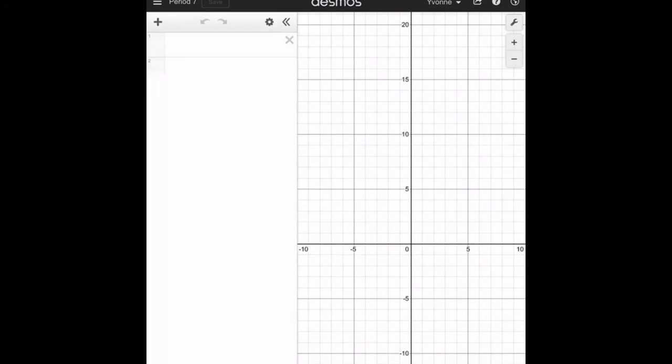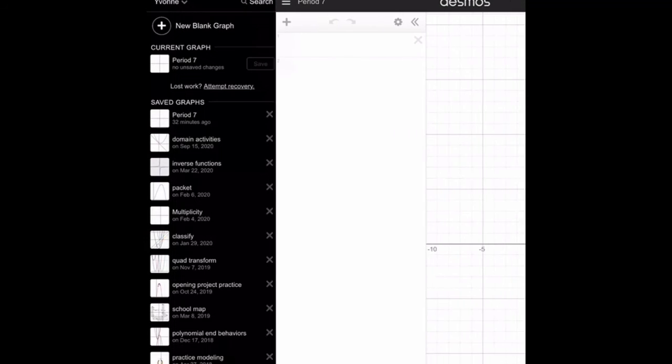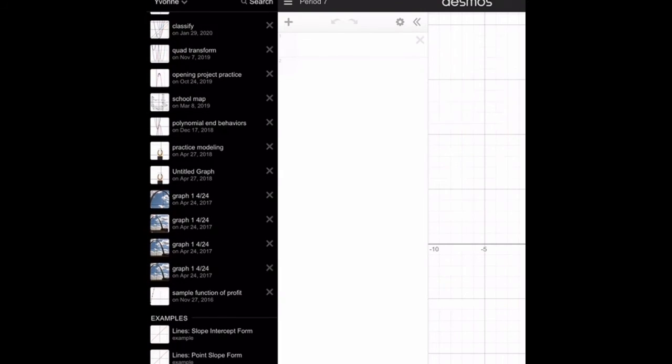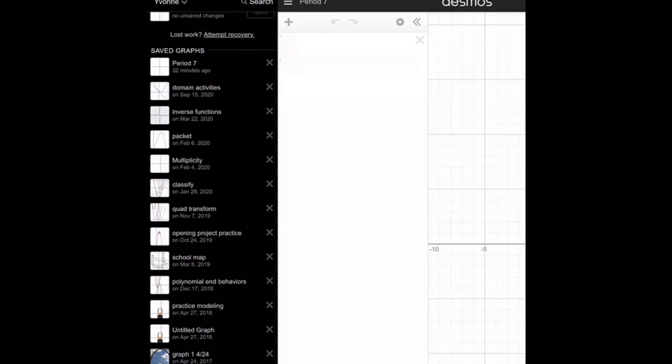Okay? Some key features. The little box with the arrow lets you download or export your graph. Copy the link, export image. I would say export image because then you can put it into your documents. You can save all your graphs. You just name them whatever you want to name them. You can recall pictures.